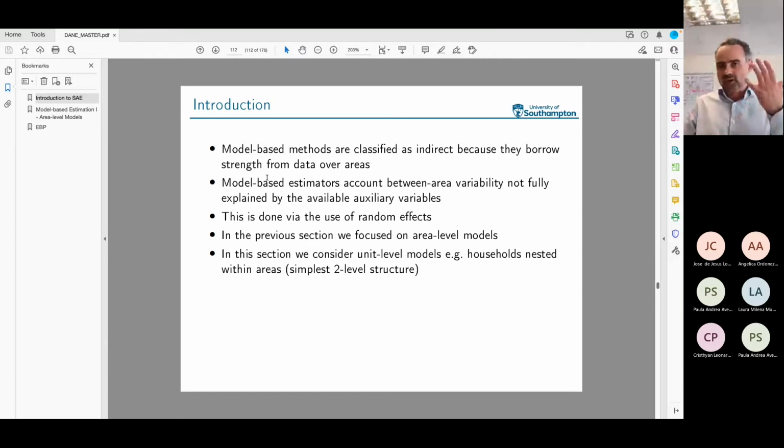So on the left-hand side, you have a direct estimator. And on the right-hand side, you have a regression synthetic estimator that uses the data from all areas.